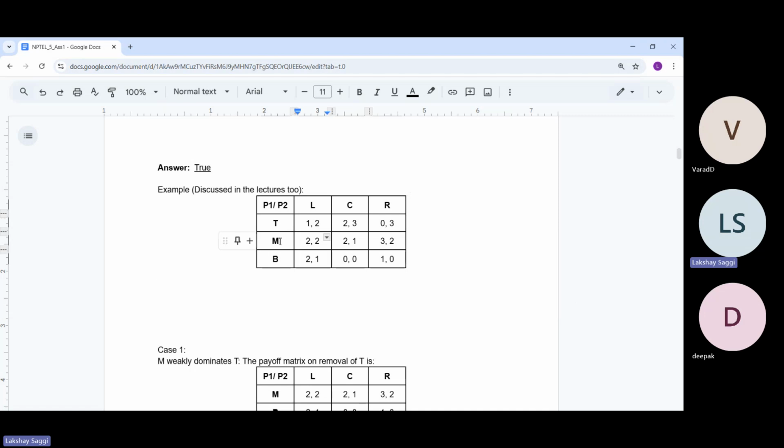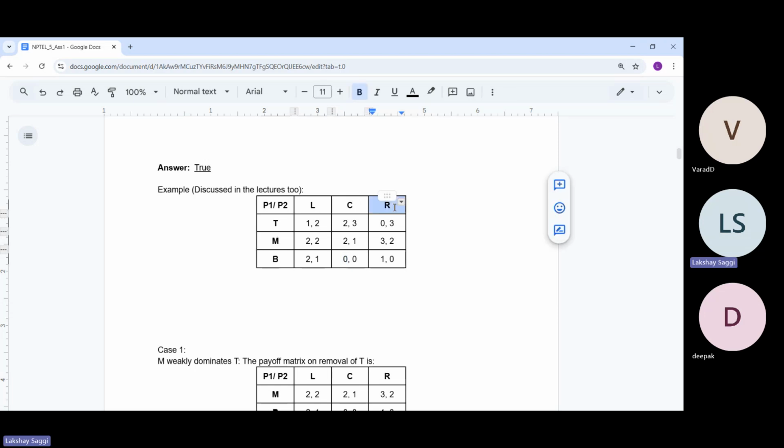Yeah. So M and B are the strategies for the row player, and for the row player, the first entries of the tuples correspond to the payoffs for the row player. So let's see. If the column player played L, then the payoff on playing both M and B is equal to 2. So M is no worse off than playing B in this case. But if the column player played C, then the payoff on playing M is equal to 2, whereas the payoff on playing B is 0. Since 2 is greater than 0, if the column player played C, then M is a strictly better strategy than B.